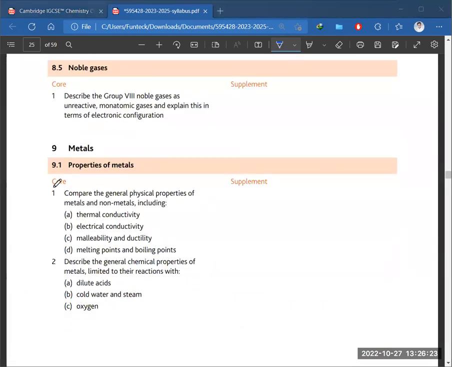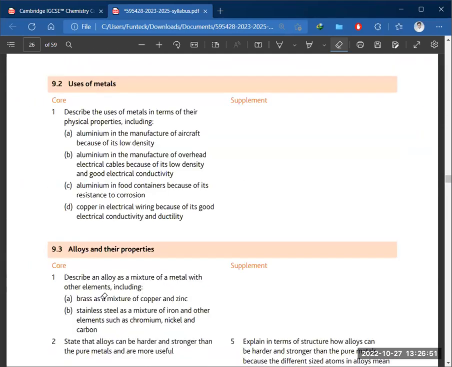Neha, start from here. Read. Compare the general physical properties of metals and nonmetals, including thermal conductivity, electrical conductivity, malleability and ductility, melting point and boiling points. And the second one is describe the general chemical properties of metals limited to their reactions with dilute acids, cold water and steam, and oxygen. Right.